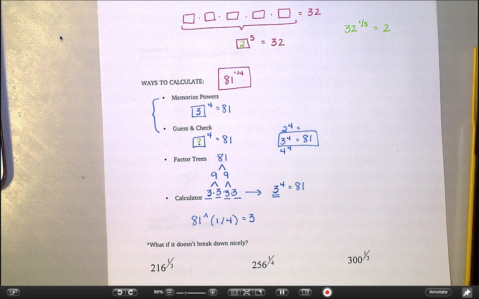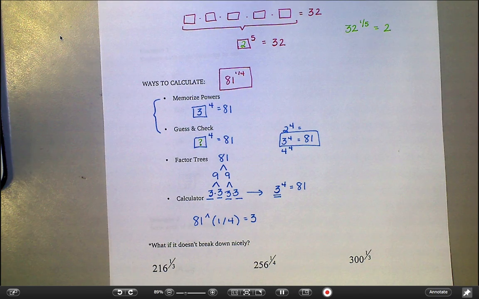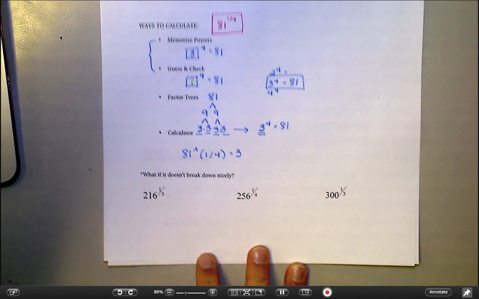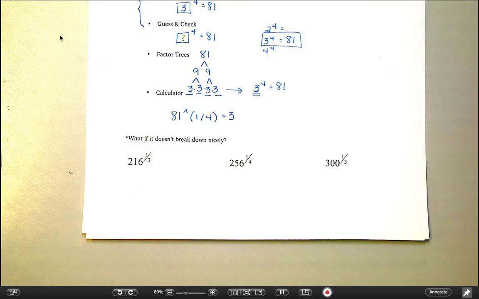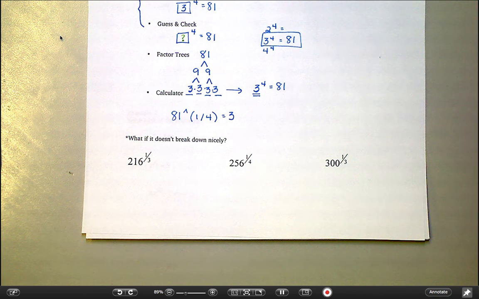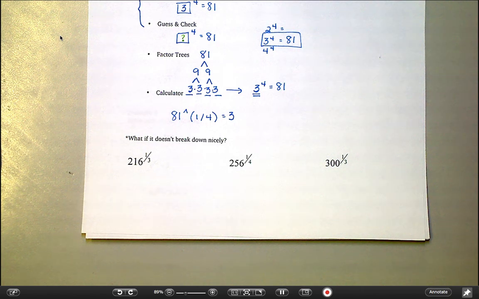It says, what if it doesn't break down nicely? And I actually believe you have a different example here in your notes. You can just go ahead and cross that one out and write down these 3 instead. I'm going to show you some examples of ones that you may not know off the top of your head. Maybe you do, but let's assume that you don't know the answers to these off the top of your head. Let's look at our factor tree method and see how that could help us out.